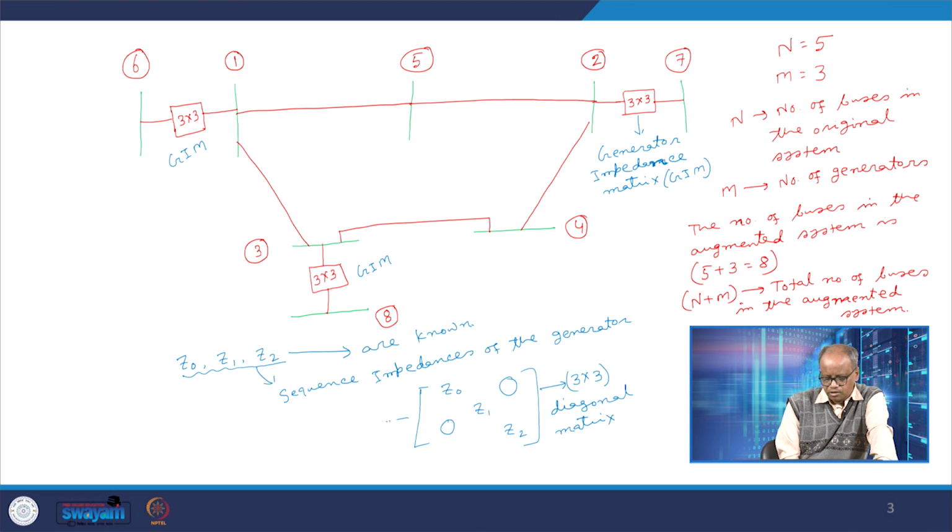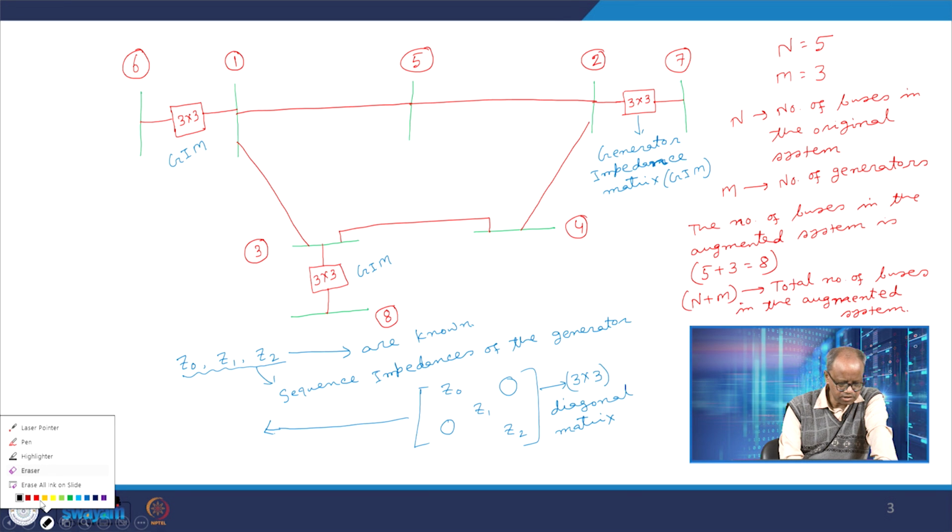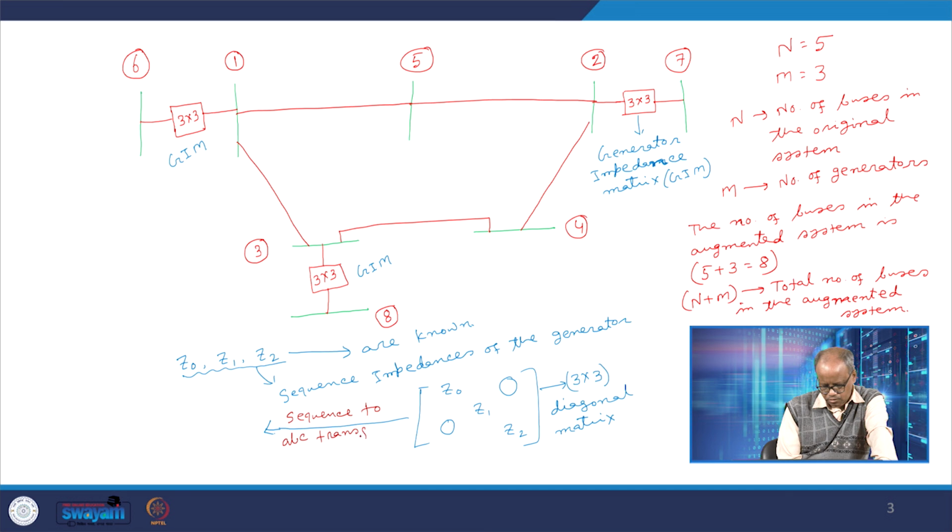So, by doing inverse sequence transform, or rather, instead of saying inverse sequence transform, which is a little confusing term, we should say that this is sequence to ABC transform. We get a 3 cross 3 matrix.